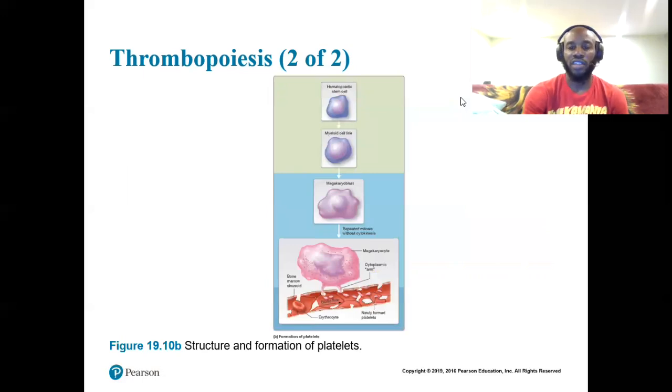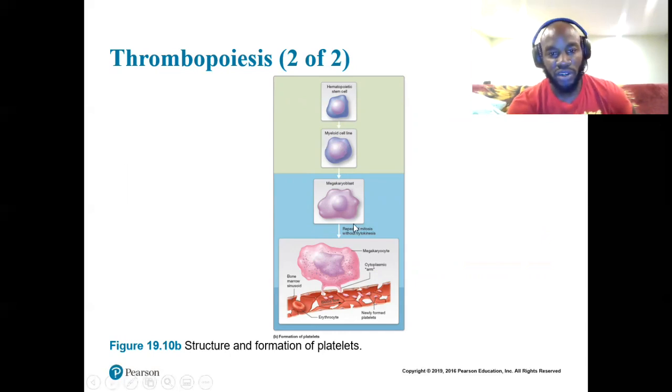This is a diagram showing you thrombopoiesis. A cell basically just gets bigger and bigger and then breaks apart into a bunch of pieces, and then those pieces eventually form a cytoplasmic arm through the bone. Remember, this is happening in the bone marrow, through the bone, and then enters the bloodstream.